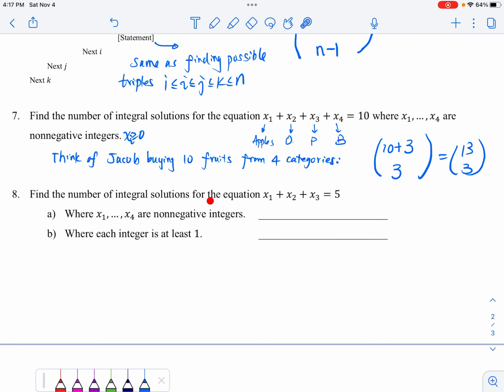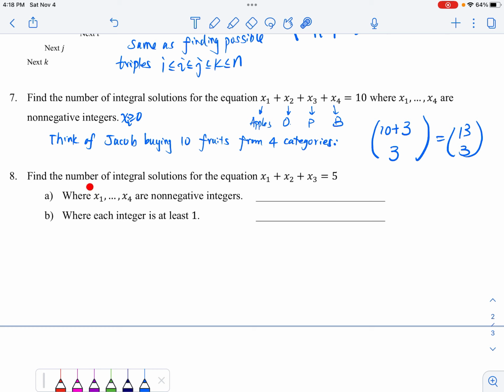Let's extend this one more time, okay? So find the number of integral solutions for this equation. By the way, this is x3, sorry, where x1, x2, x3 are non-negative integers. So this time, I hope that you can pause the video if you want to try. But now this is very similar to the previous one. So think of there are 5 fruit items to buy and coming from 3 different categories. So therefore you have to have 2 dividers and then 5 crosses to represent those fruits. So which will be 7 choose 2.